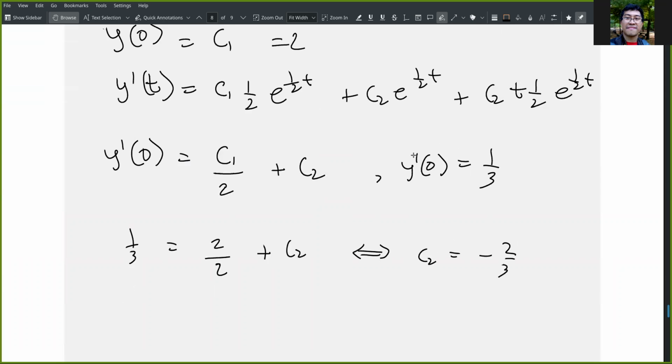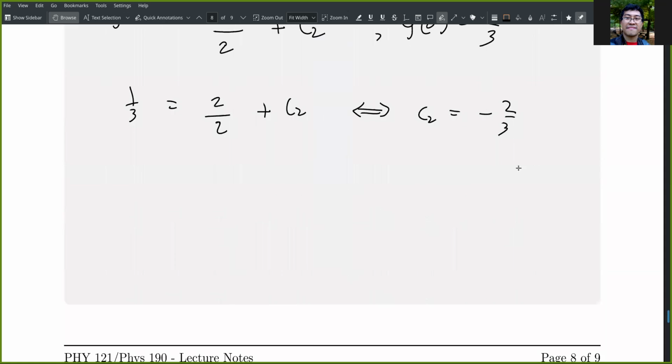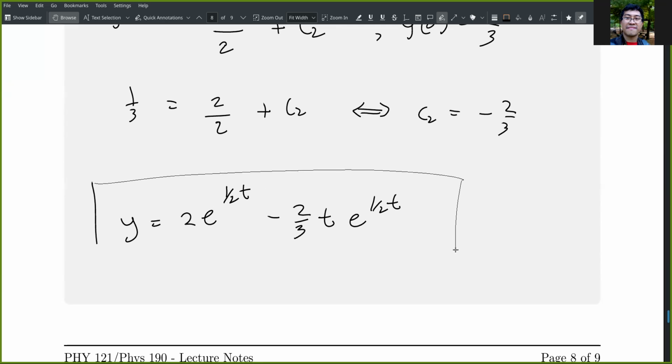That's our c. We have c1, we have c2, so we can write y equals 2 e to the 1 half t minus 2/3 t e to the 1 half t. Okay.